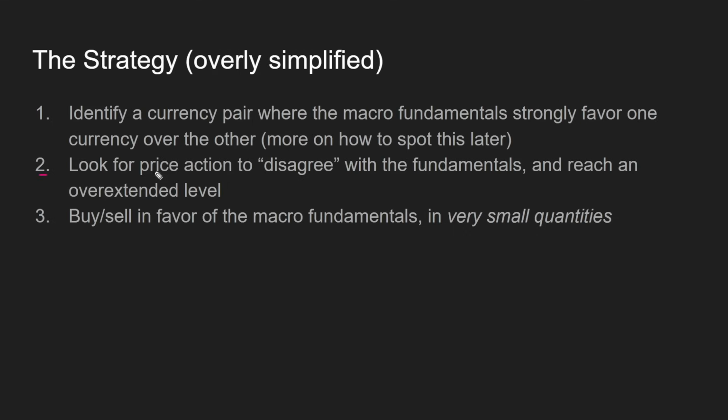Step two is we're going to look for price action to disagree with the fundamentals that we just established. So let's say we think the euro looks really weak and we think the dollar looks really strong. We're going to look for price to actually be disagreeing with that: the euro moving higher against the dollar, giving us a potential overextended level. I'll show you on a technical basis what I mean by that shortly.